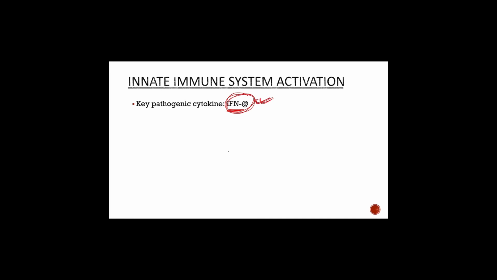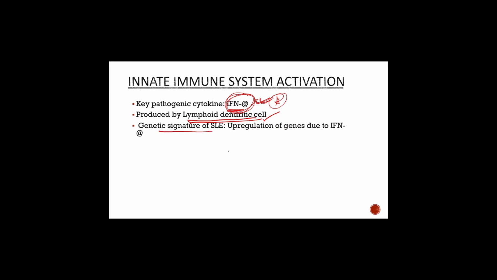Now, what is innate immune system activation? Okay, so already I am coming to the etiopathogenesis. I have told the etiology, now I am coming to the pathogenesis. Okay, so the most important cytokine involved in SLE would be interferon alpha. Interferon alpha, this is the MCQ question. Interferon alpha, you have to remember that. Okay, produced by lymphoid dendritic cells. Genetic signature of SLE, upregulation of genes due to interferon alpha. Obviously, you don't have to remember that upregulation of genes. You just remember the key pathogenic cytokine is interferon alpha.